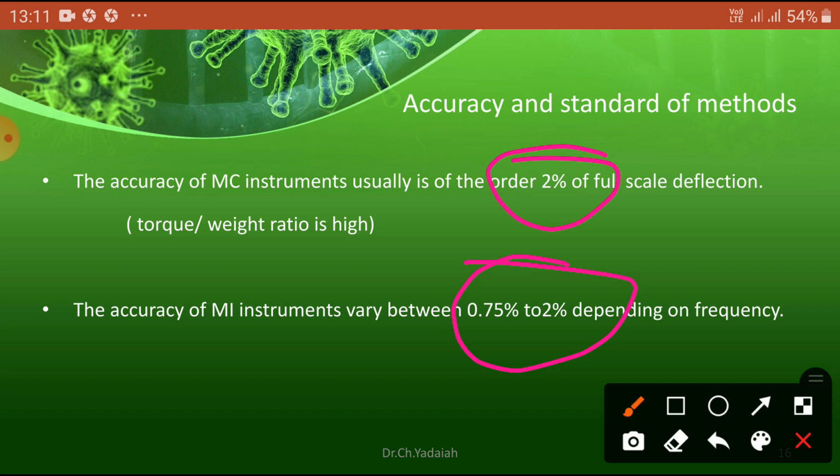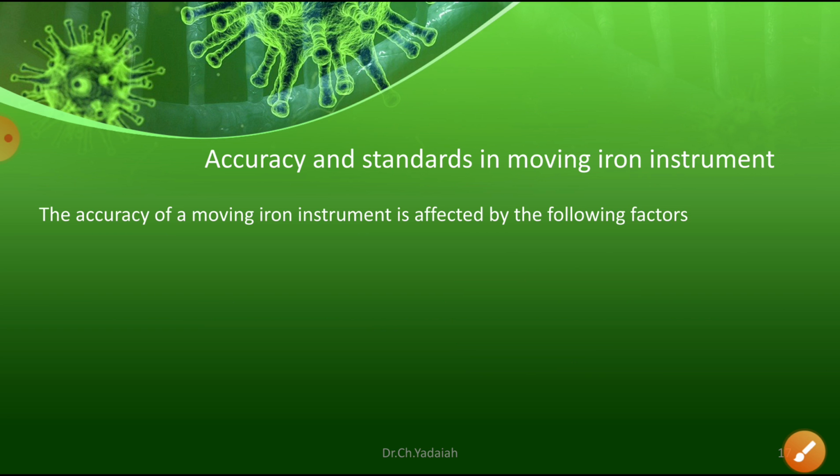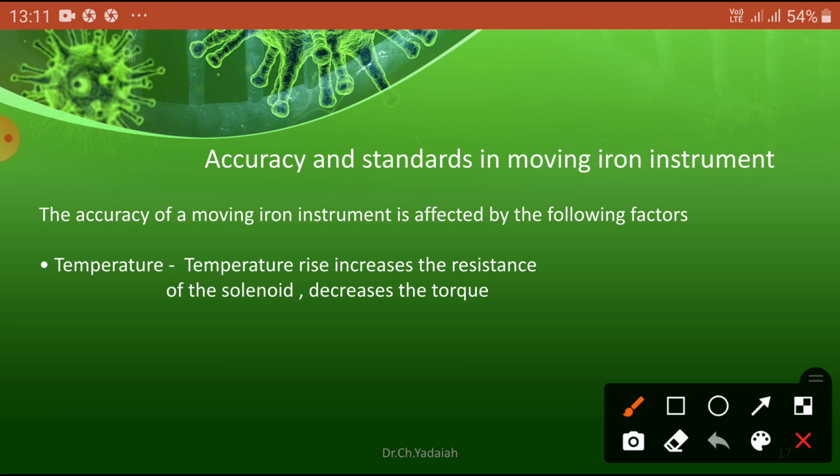At the same time, what are the main factors that affect this accuracy? The accuracy of a moving iron instrument is affected by the following factors. What are the factors? Let us see. One is the temperature. The temperature increases the resistance of the solenoid and decreases the torque, as we discussed in the first case also.